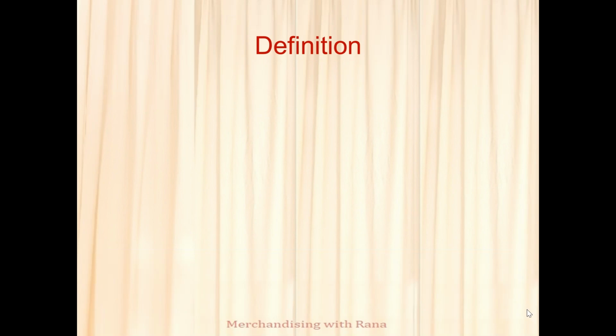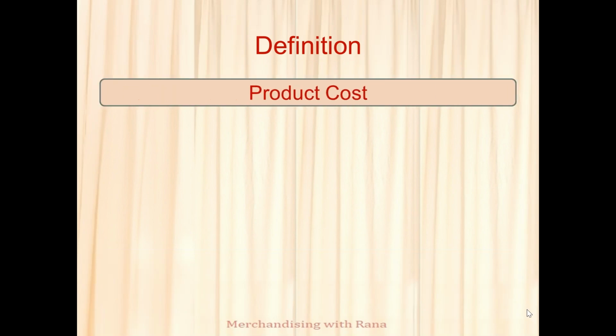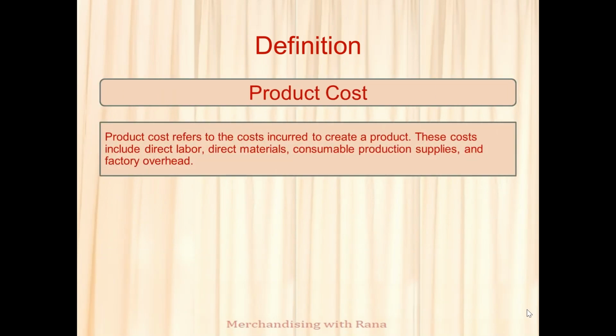So, what is the definition of product cost? In accounting, product cost refers to the cost incurred to create a product. This cost includes direct labor, direct materials, consumable production supplies, and factory overhead. So, what is direct labor? Direct labor is the cost which we pay workers to make a product.